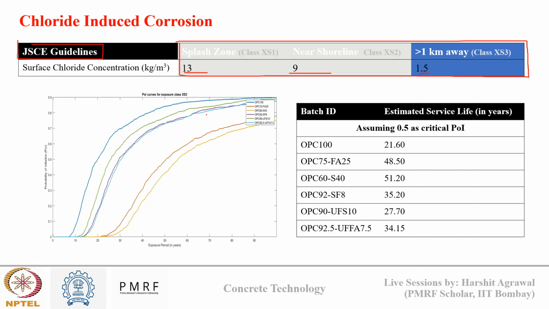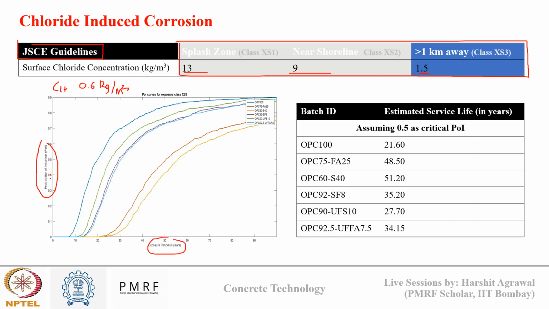Once we know the surface chloride concentration, the diffusion coefficient value, the cover depth, and the critical chloride threshold, which generally as per IS code is taken as 0.6 kg per meter cube, we can estimate the initiation time of corrosion. Here you see I have written probability of initiation versus exposure period.